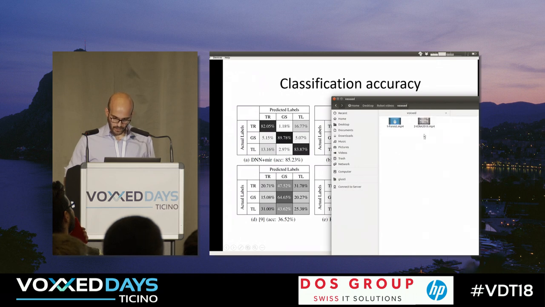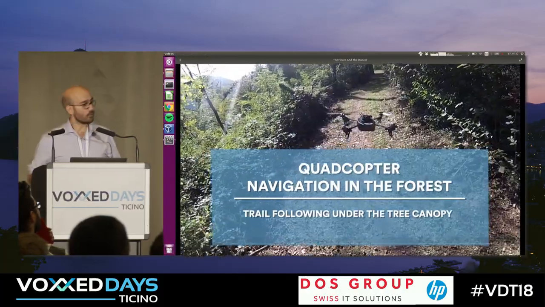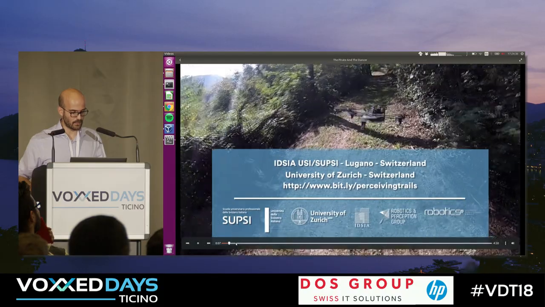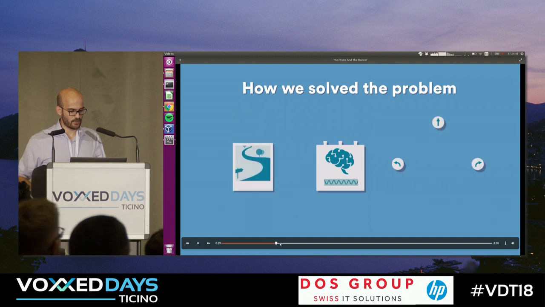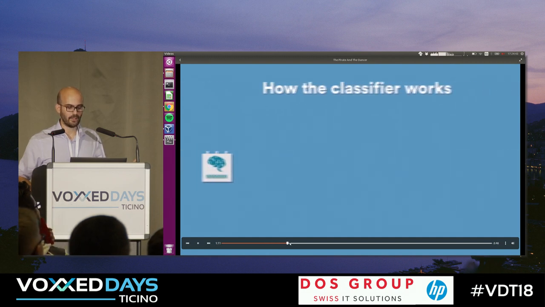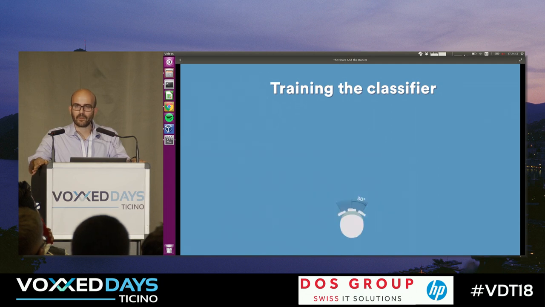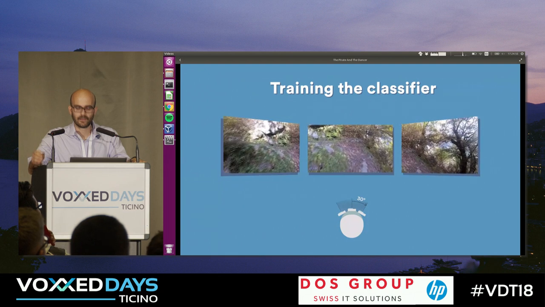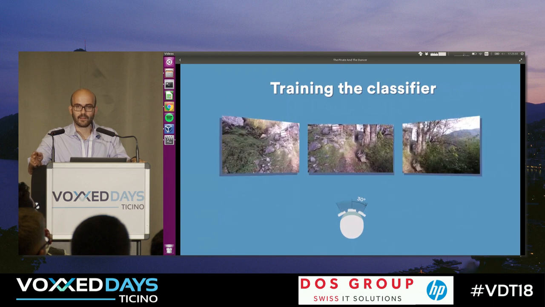I will show you a very quick video which shows the drone in action. I should actually skip the introduction and just show you the smart thing that we did in this case. So the question, if you want to build such a neural network, is how do you build the training set? You need a lot of pictures where the trail is either left, center, or right.